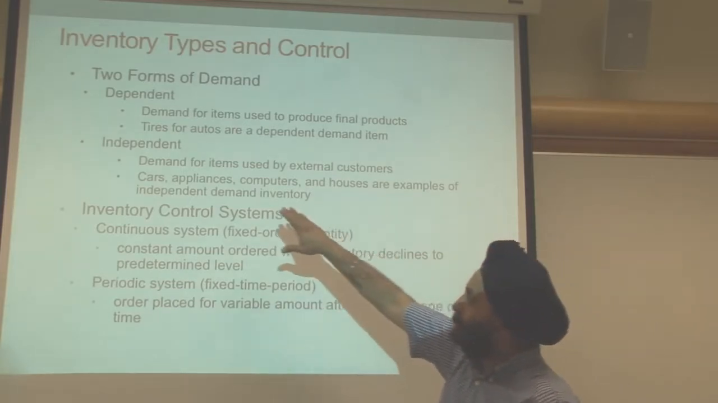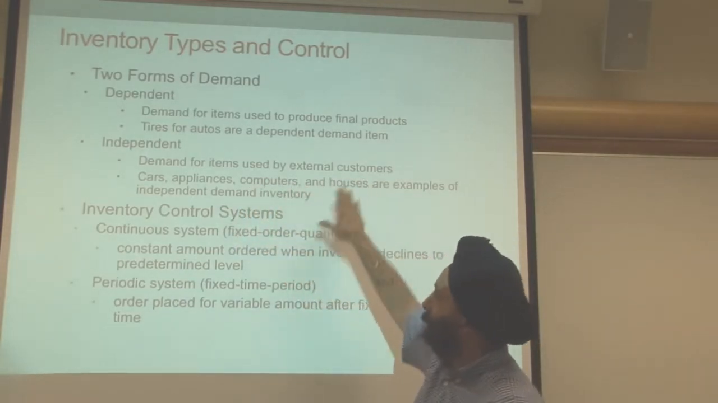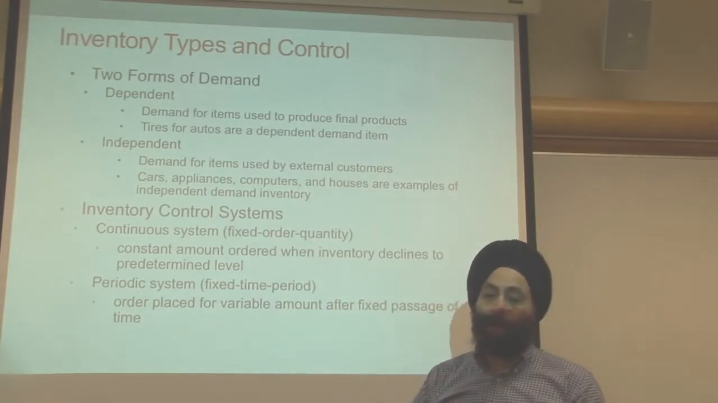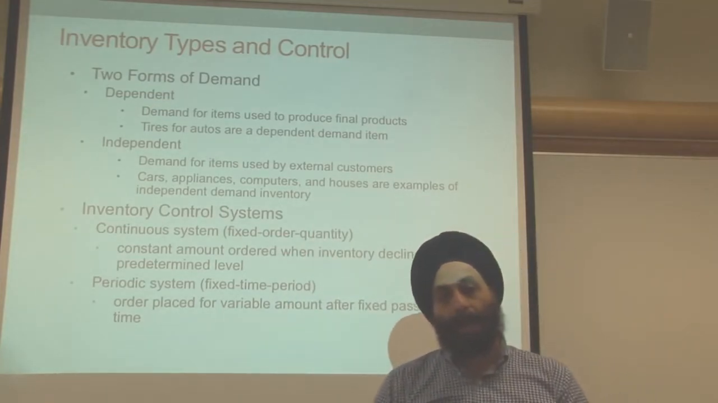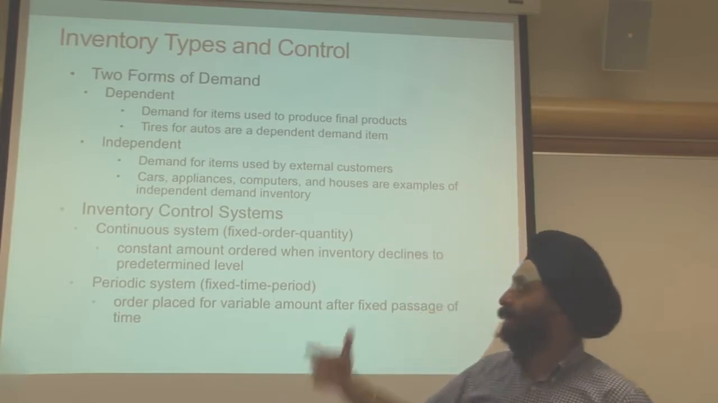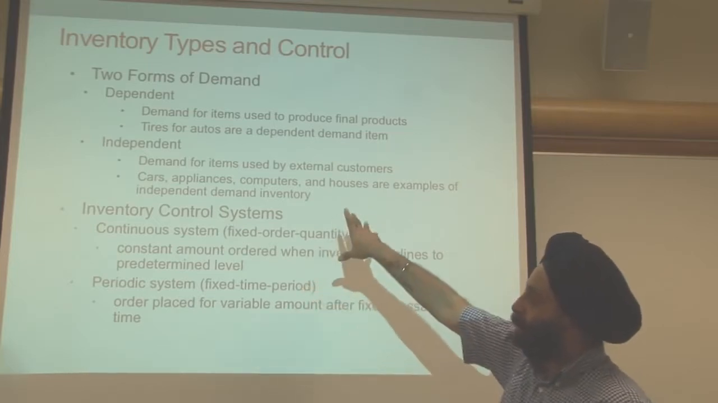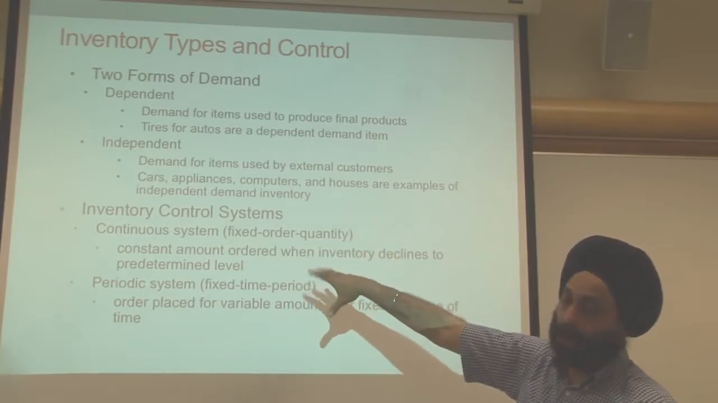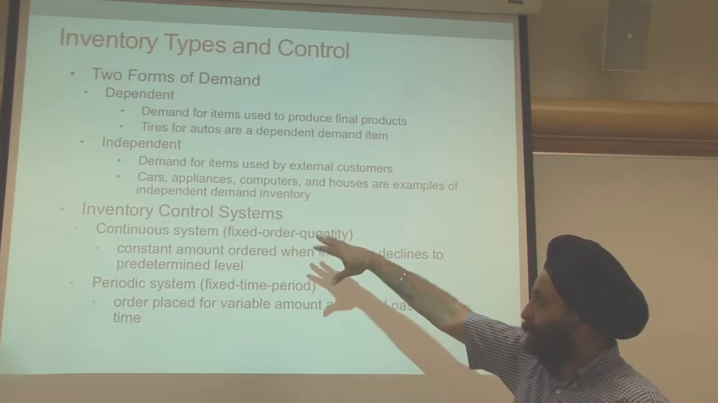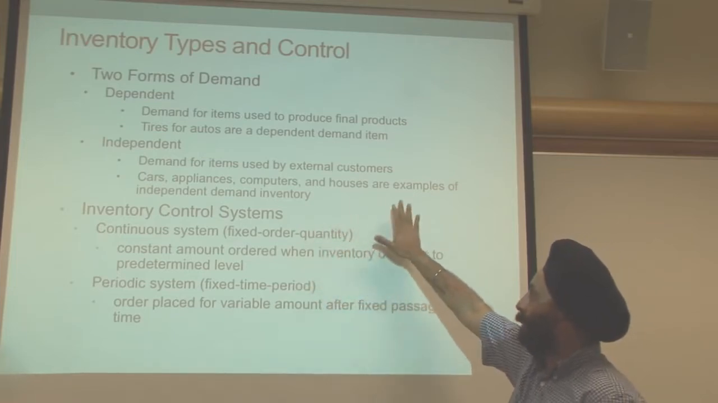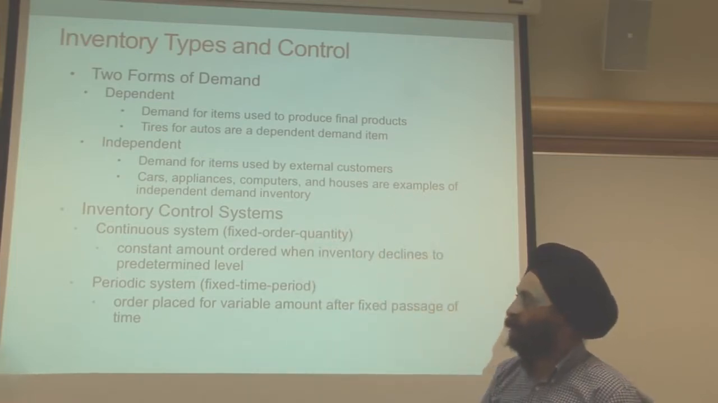Whereas demand for items used by external customers is typically independent. So the actual car that is purchased by a final customer is an independent demand item, which is decided by the customer alone. And those are the focus of Chapter 13 that we're covering right now. So cars, appliances, computers, houses are examples of such inventory.